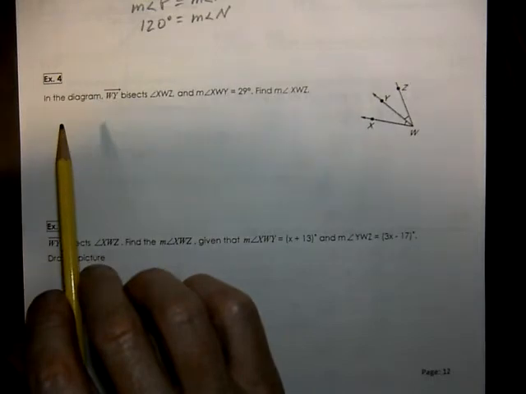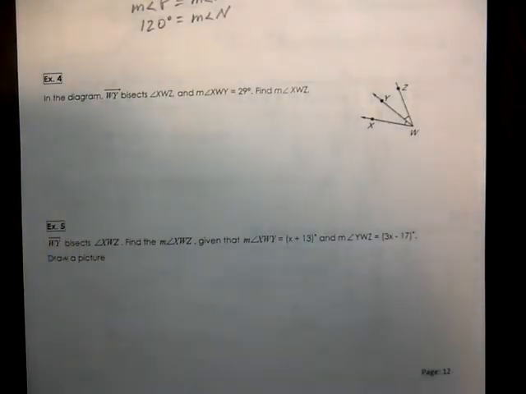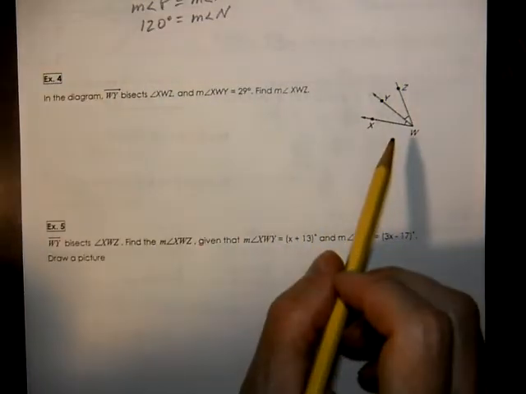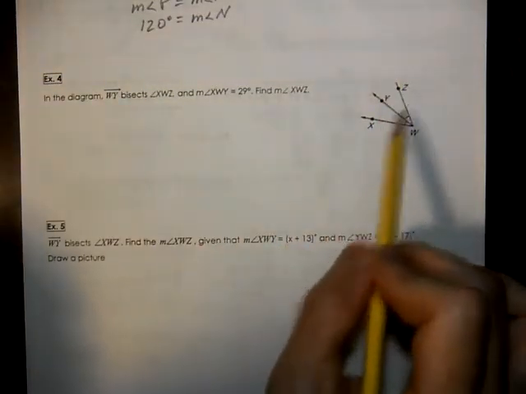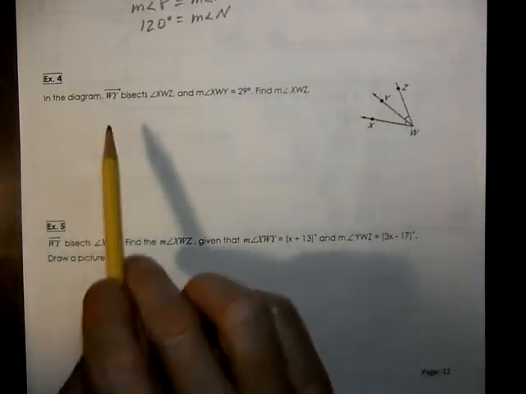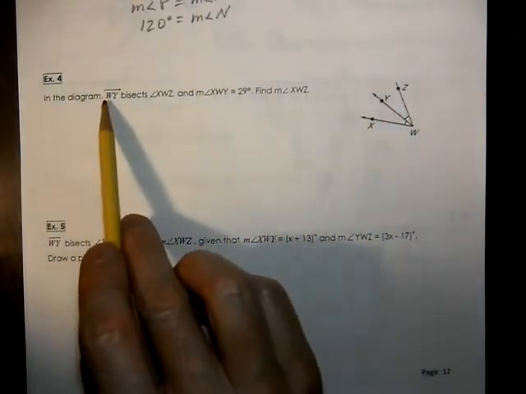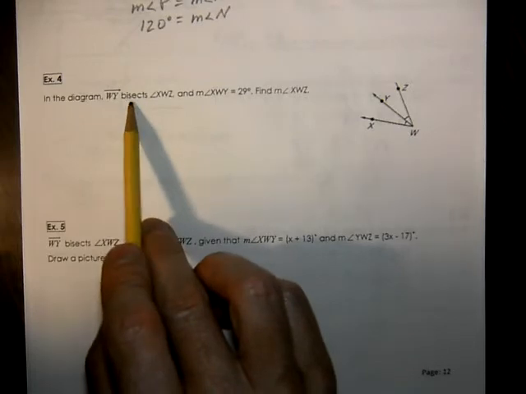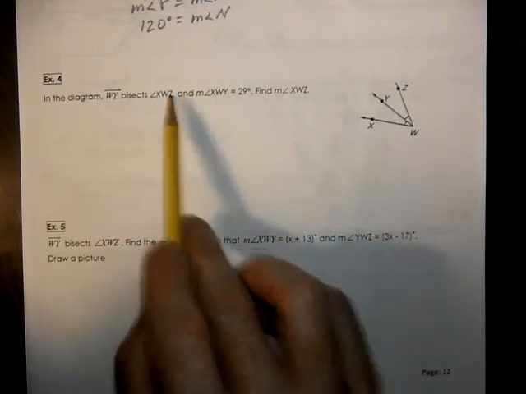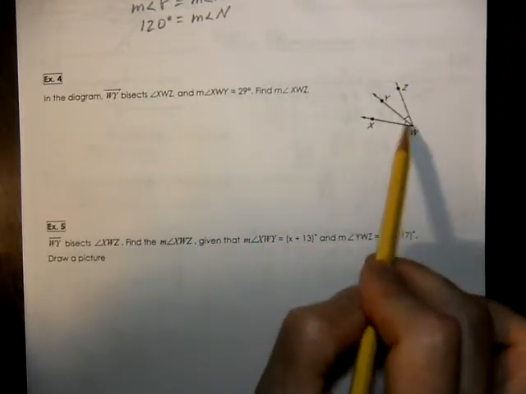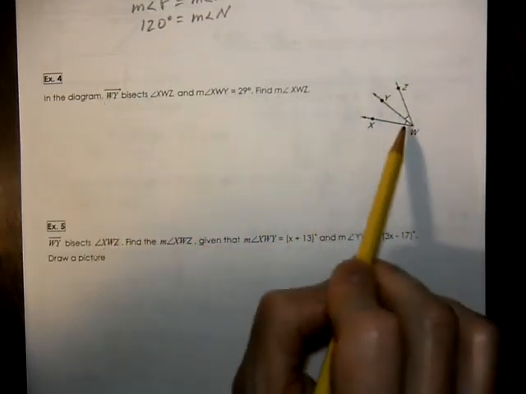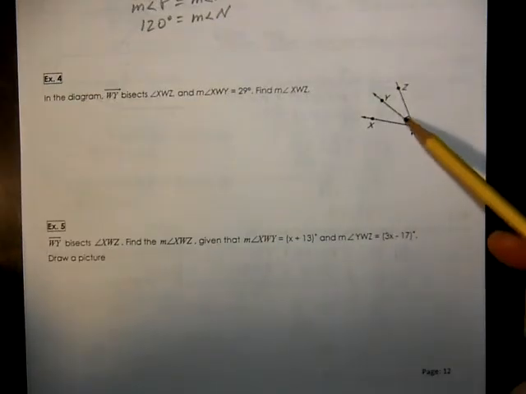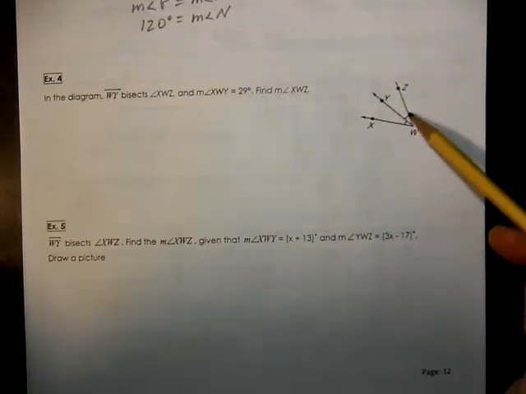What's different about this question? Looks like the same picture we've been working with. A big angle broken into 2 different angles. But this talks about ray WY bisects XWZ. XWZ is the big angle. Ray WY bisects it, which means it breaks it into 2 congruent angles.